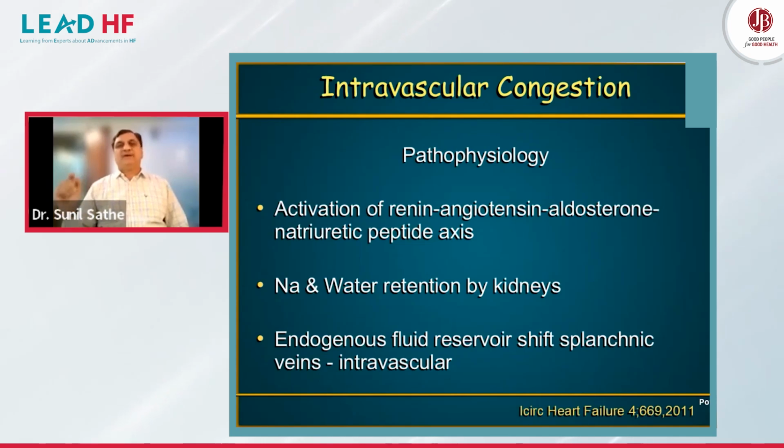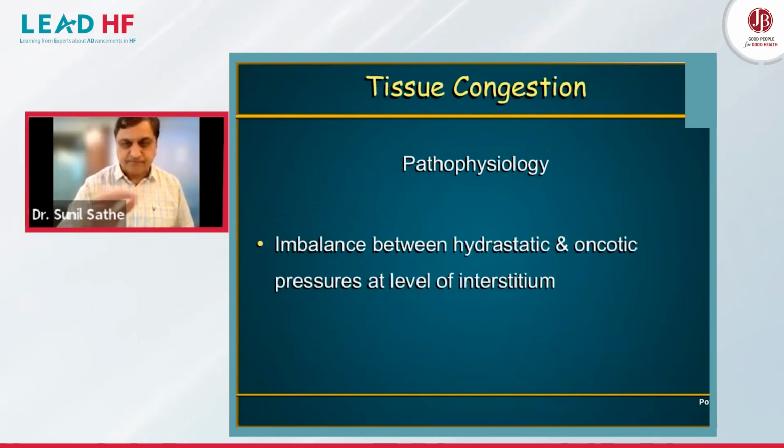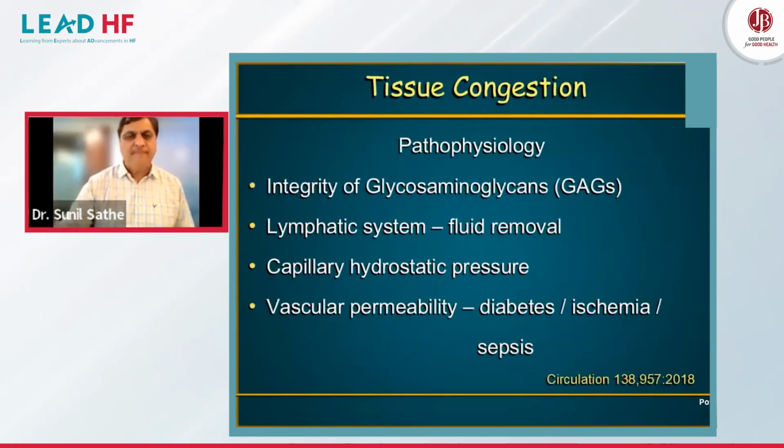The importance is nitroglycerin vasodilates the alpha receptors in this splanchnic circulation, and that's why it works in pulmonary edema, one of the mechanisms. Imbalance tissue congestion, hydrostatic and oncotic pressures. I am not going into details of this, but just to tell you four important pathophysiological factors, out of which, remember, lymphatic system is extremely important.